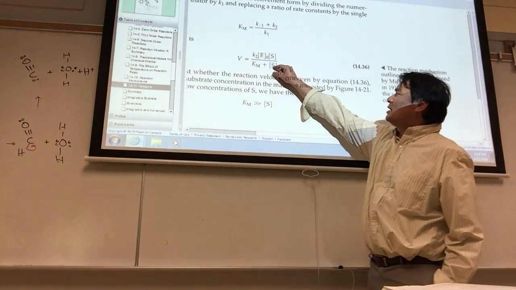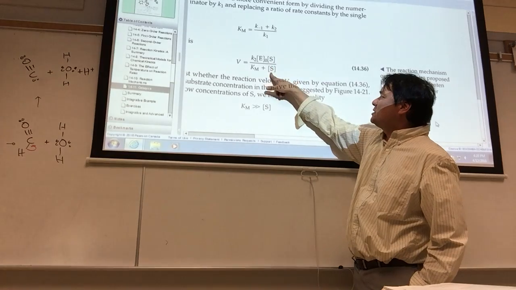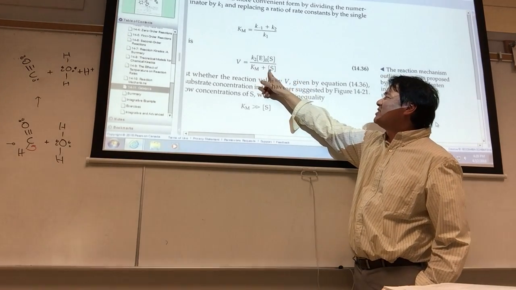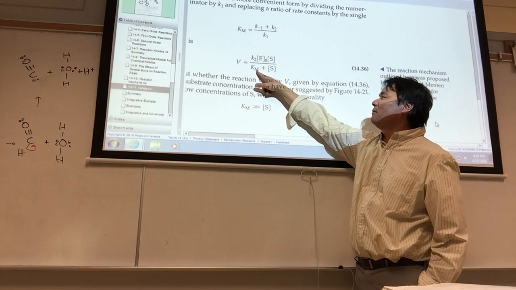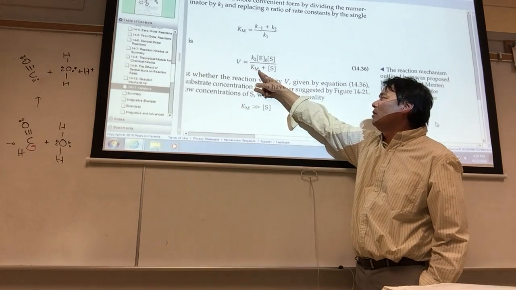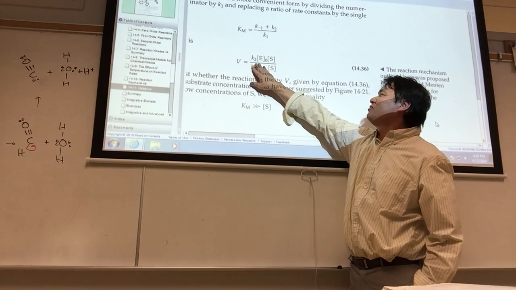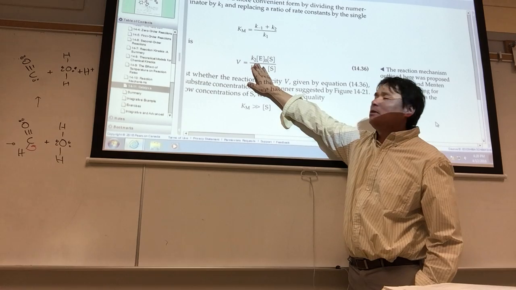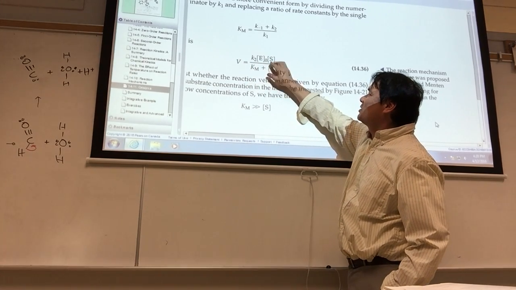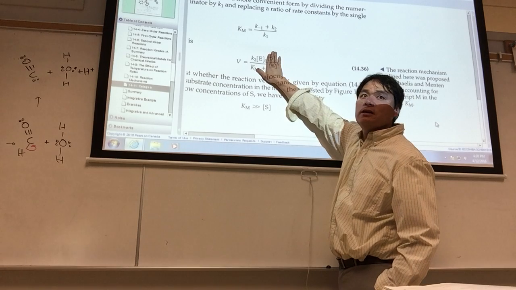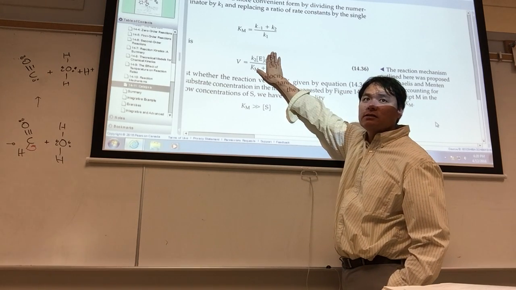At high substrate concentrations, if S is big, then we can use a simplifying assumption. If S is big and Km is small compared to S, then Km drops out, right? Km is negligible, and then the two S's cancel. And so at very high substrate concentration, this becomes zero order in S.